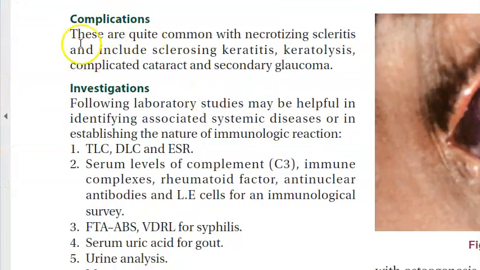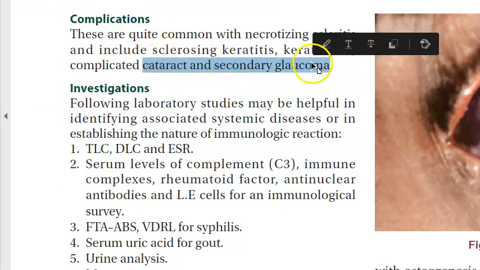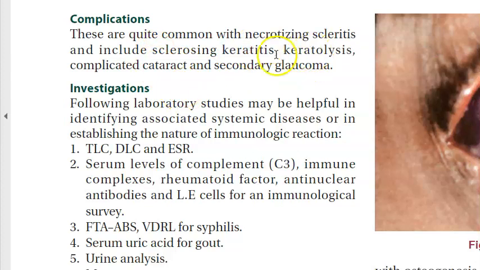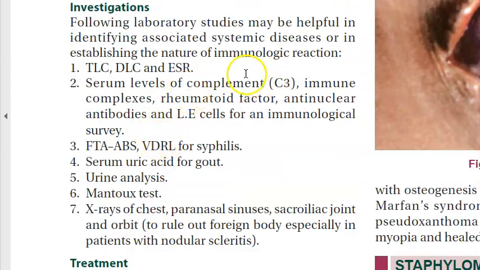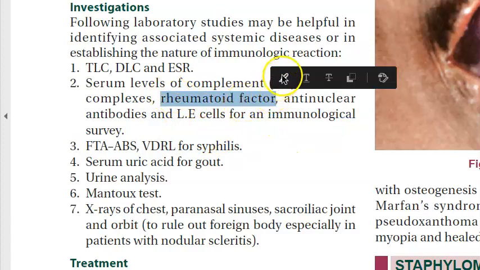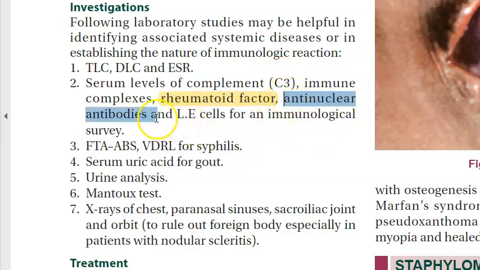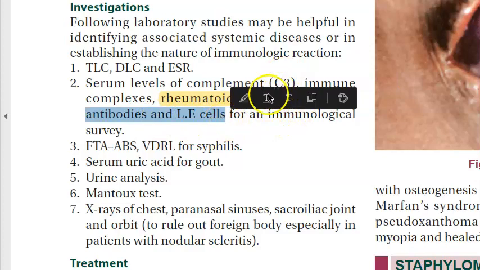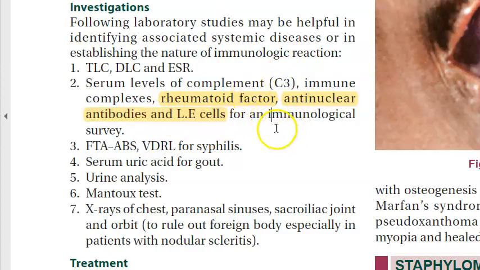What will you see as complications in these people, guys? Cataract, secondary glaucoma, standard things that you will write, keratitis, keratolysis. What will you do as investigations in these people? Total leukocyte count, DLC, that is the differential leukocyte count, then the ESR, serum level of complements. They are checking basically for immunological survey. They are doing rheumatoid factor, anti-nuclear antibodies, LE cells. All this is what? They're looking for SLE. Immunological survey.